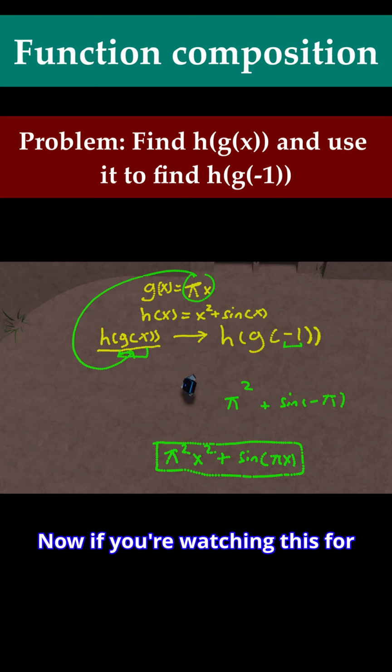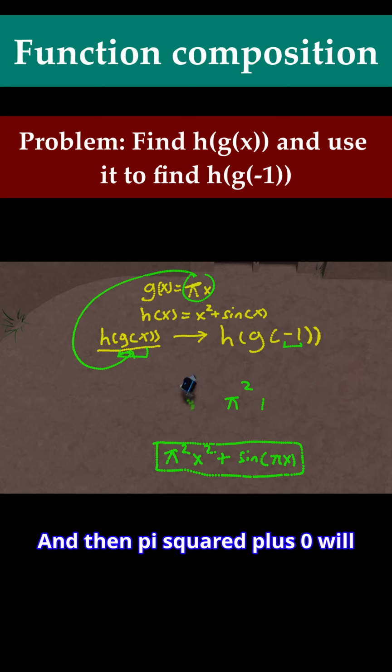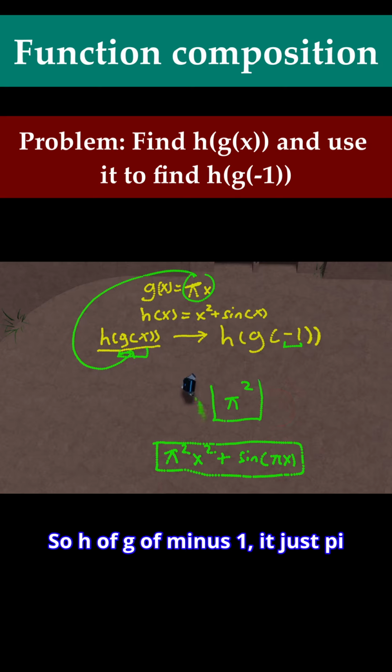Now, if you're watching this for Algebra 2, you might not have learned this yet, but whenever you take sine of an integer multiple of pi, such as sine pi, sine 2 pi, sine 3 pi, or sine of negative pi, sine of negative 2 pi, or sine of negative 3 pi, it always becomes 0. So this whole thing is just 0. And then pi squared plus 0, well, obviously, that's just pi squared, because adding 0 doesn't do anything. So h of g of minus 1 is just pi squared.